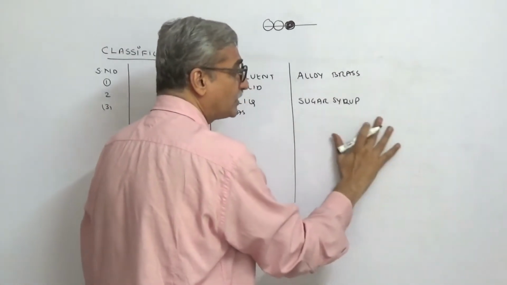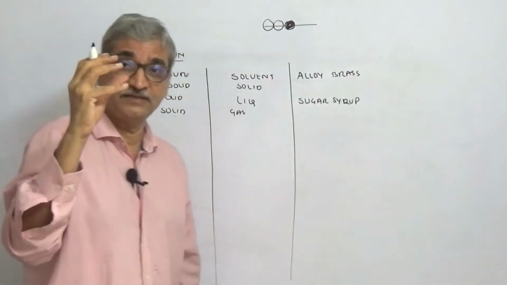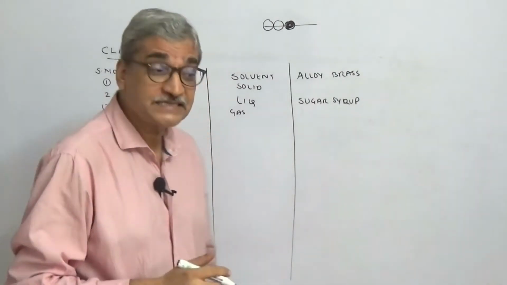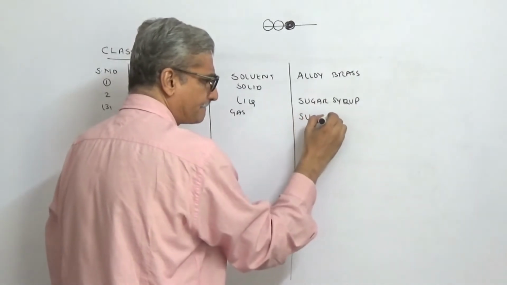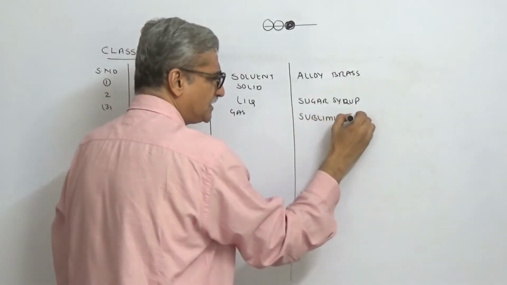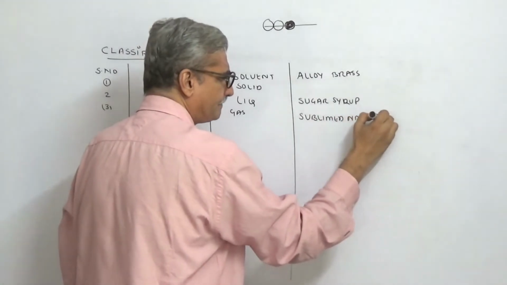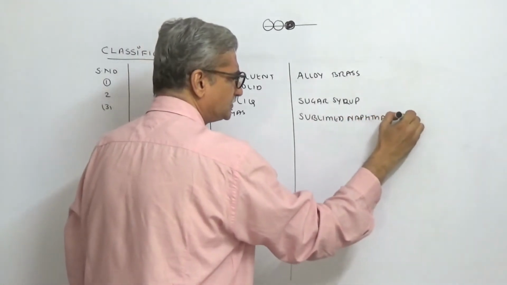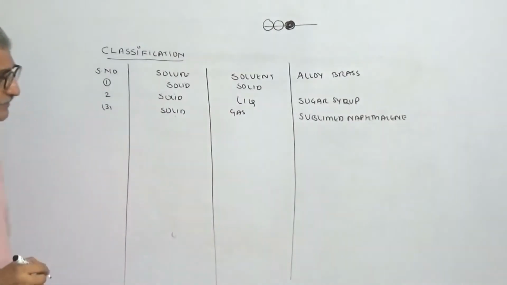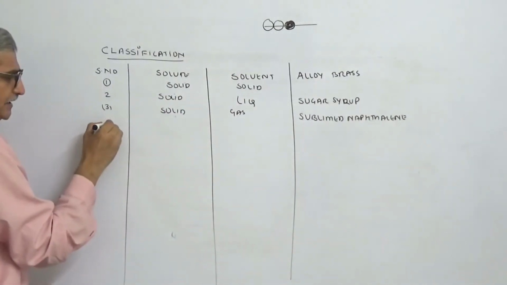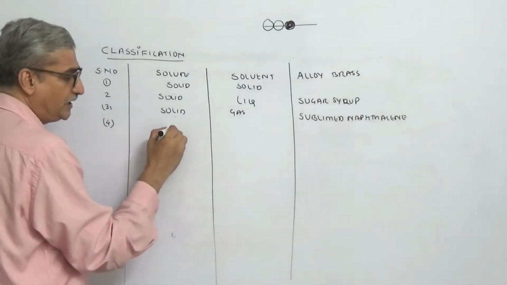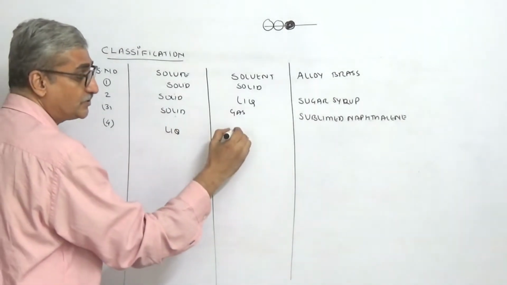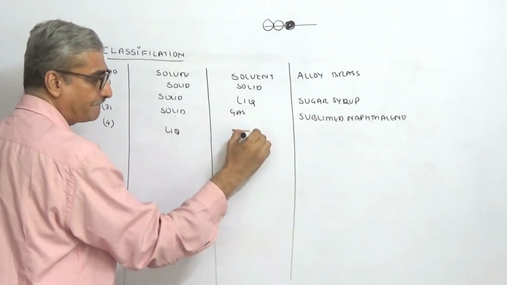Then the third one that we have is solid in gas. A solid dissolved in a gas is naphthalene. Sublimed naphthalene, let us be more clear. You say, sir, naphthalene in my house is a solid. That sublimed naphthalene is an example of this. Is this clear?